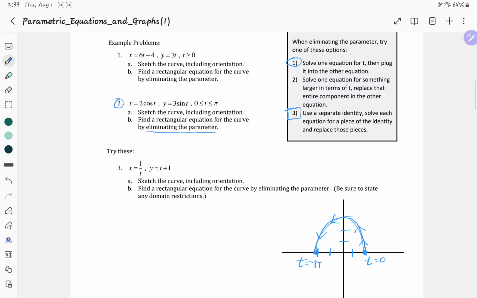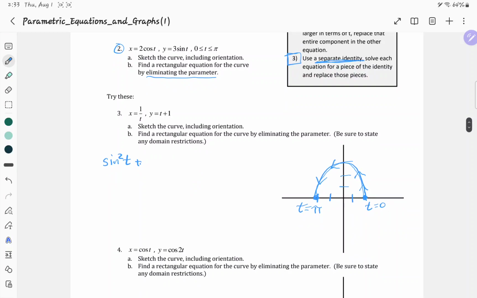And I need an equation that relates both sine and cosine. So that's kind of this idea of using a separate identity, right? Something that relates sine and cosine. Well, I know that sine squared, and usually we put thetas, but we're using t, so I'll put t on this one. So sine squared plus cosine squared is 1.